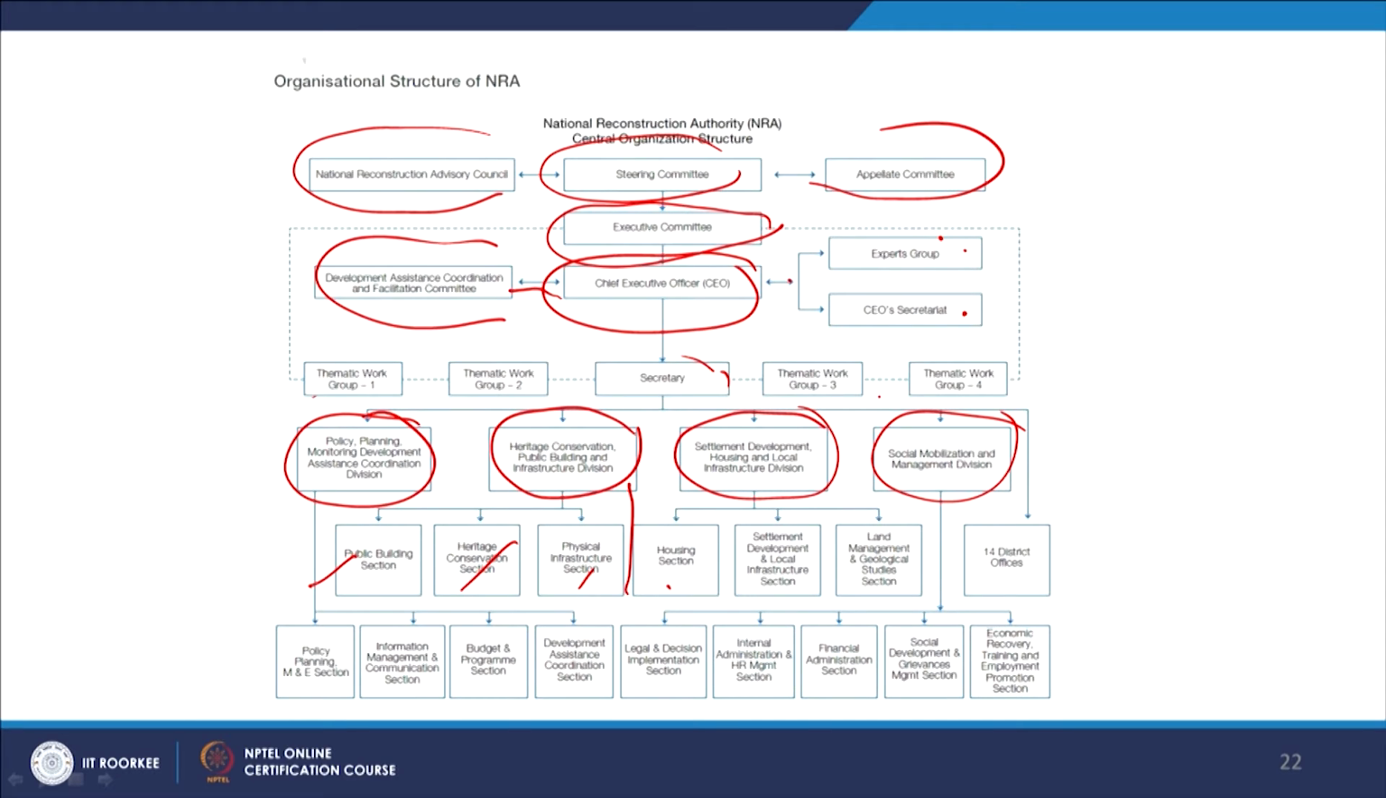So this is how this whole thing is coordinated, and then it's further branched out in various policy, information management, budget, development, legal decisions, HR management. So it's a variety of networks which is forming under a kind of tree, how it is branching out to much more individual departments, then later on to the divisions, later on to the sectors of it. So that is how the organizational structure of NRA is.